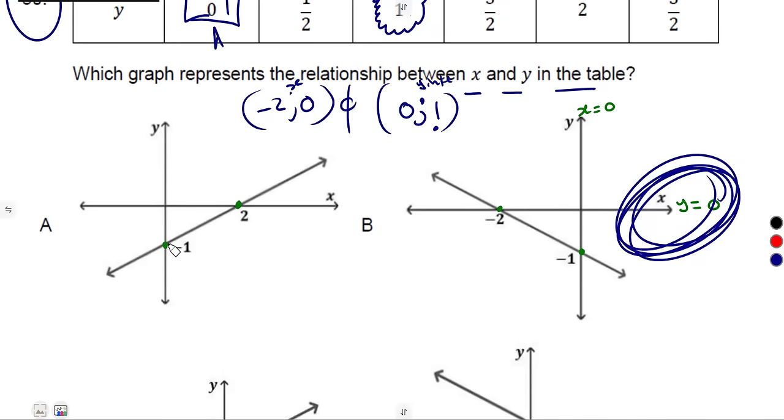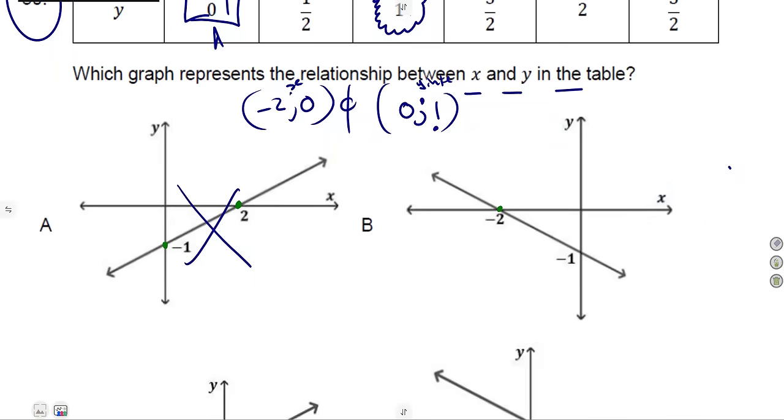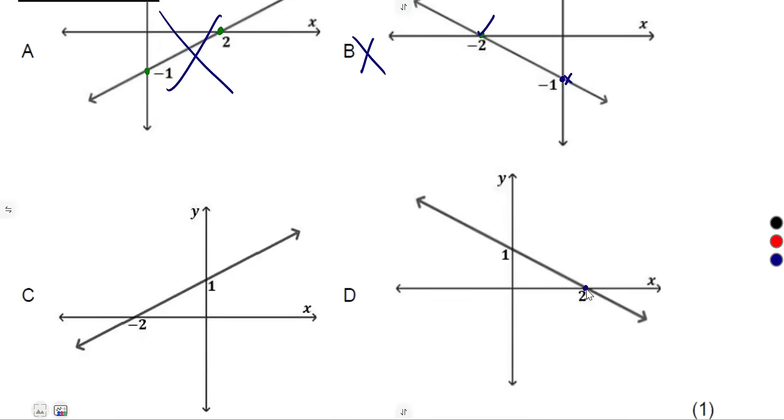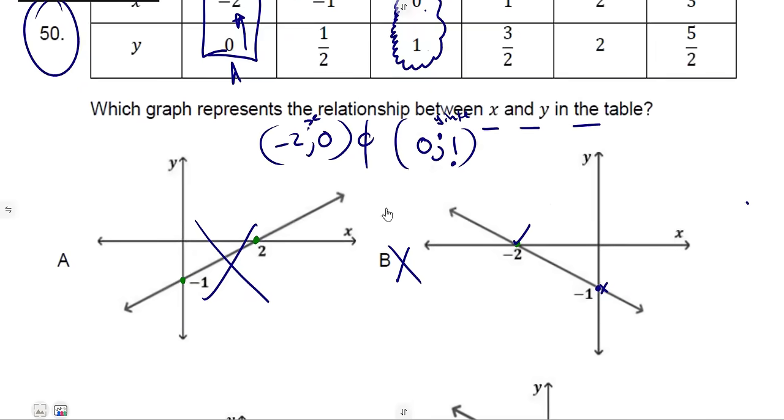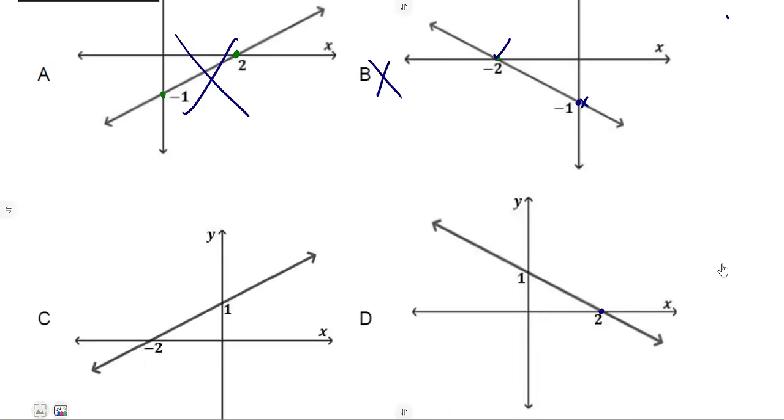So the first one, y is minus 2, x is 2. It is totally out. B, our x is minus 2, which is what we have there. But the y value is minus 1, does not correspond. So B is totally out. The D, if we check, our x is positive 2. Is it what we want? No, our x is minus 2. So D is totally out again.